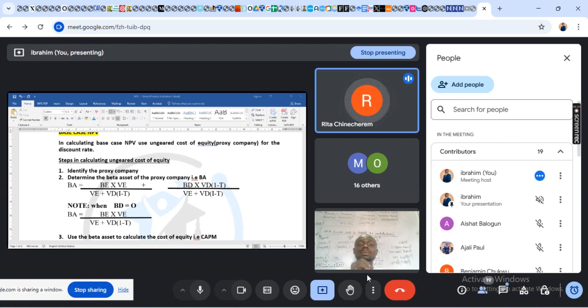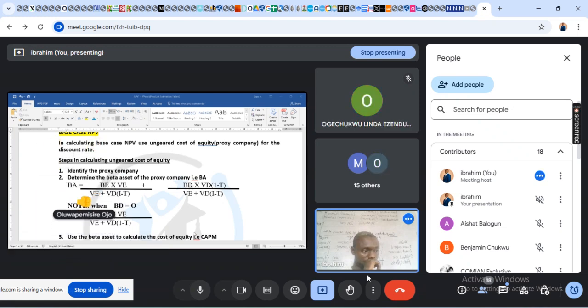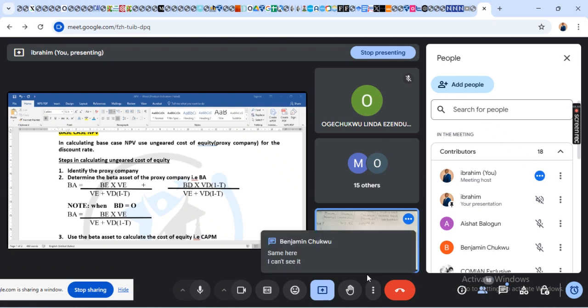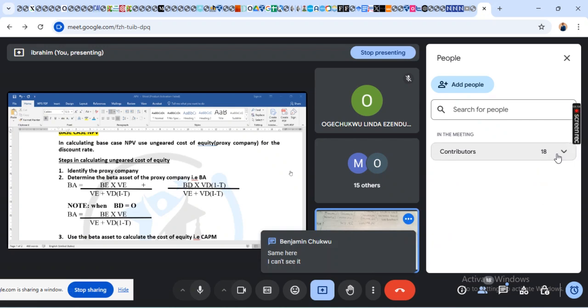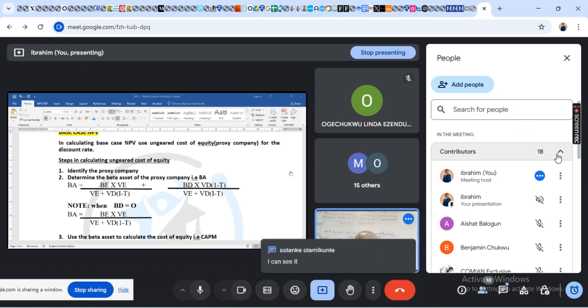Sir, please, are you sharing your screen? I cannot see your screen. Yes, I'm sharing my screen. Please, others should confirm if they can see my screen. It could be your network. I can't, sir. Okay. You can see it. So maybe just use another network. You can just change your network, please. Thank you. Okay, you can see it. Okay, that's fine.